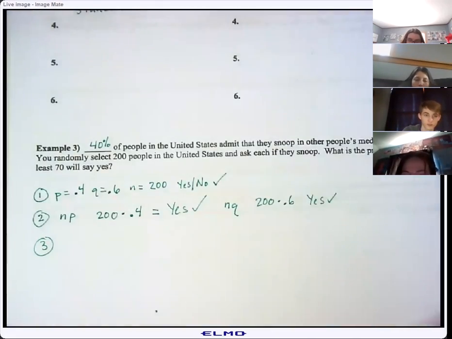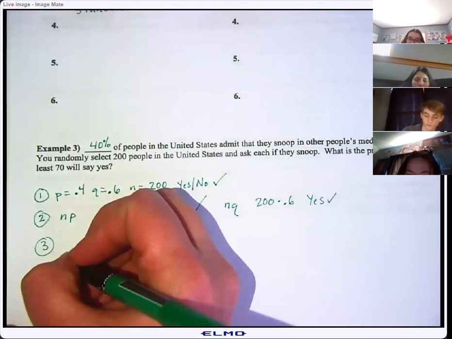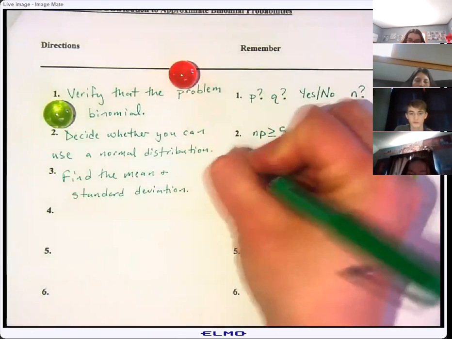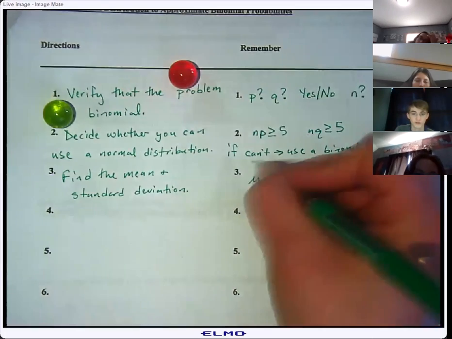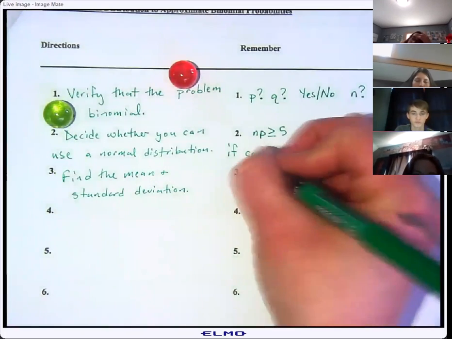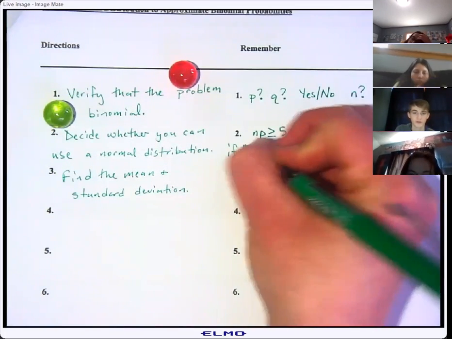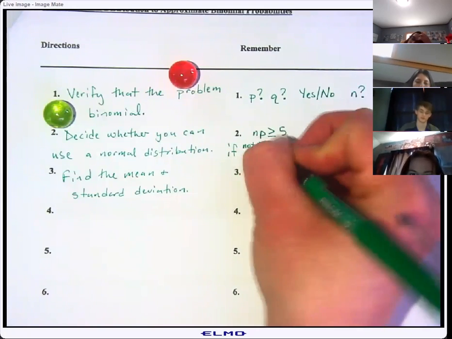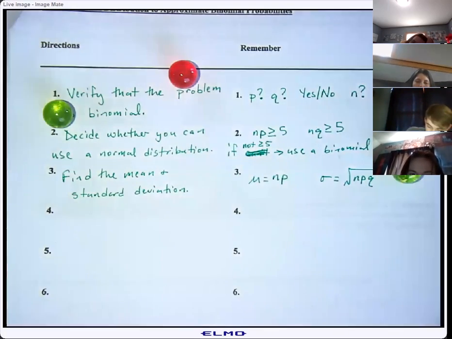All right, so going back up to the top. For part 2 on the remember side, you just put can't use, so if it's not greater than 5, you can't. Right, so this would be not greater than, or yes, if not greater than or equal to 5. Okay, better? Thanks.